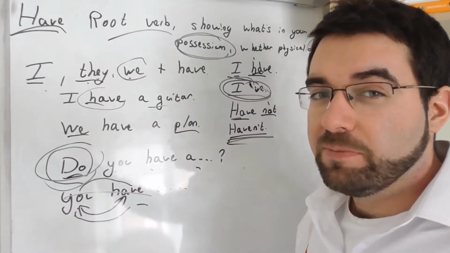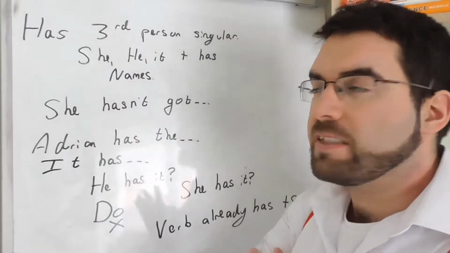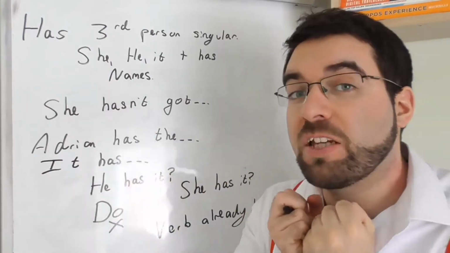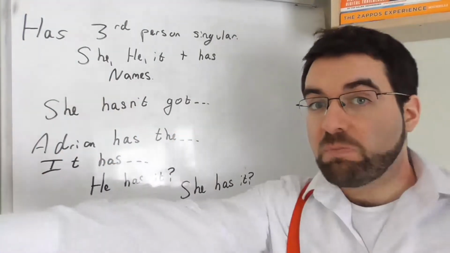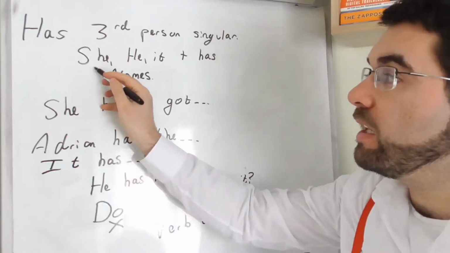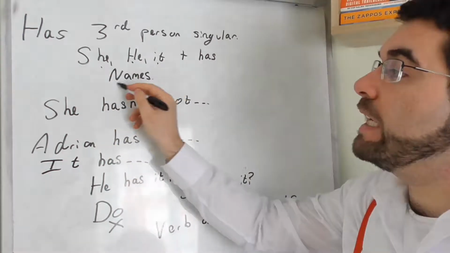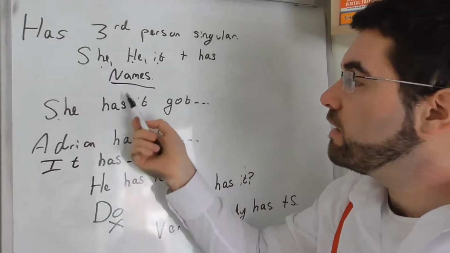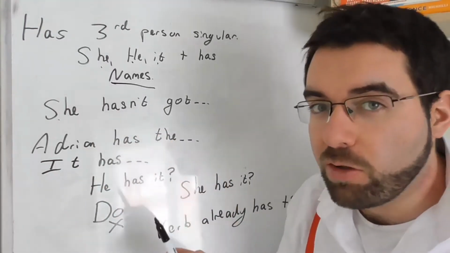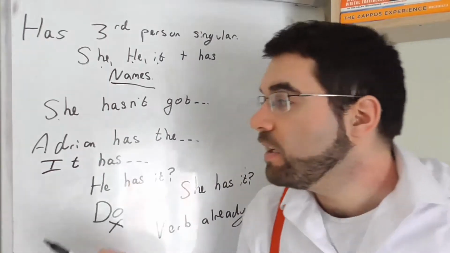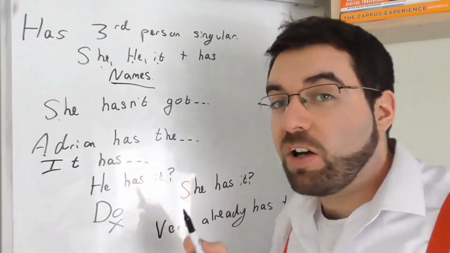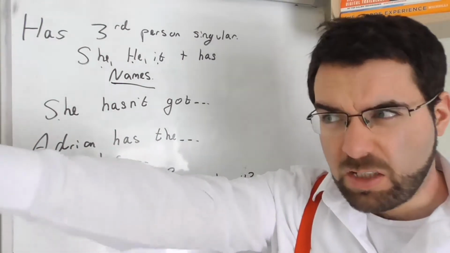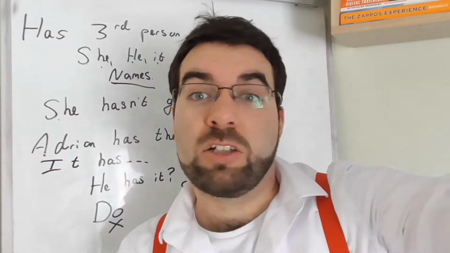So, let's look at has then. Again, it's in someone's possession, but it's from the third person perspective. So he, she, it, and even names use has. So she hasn't got the chair. Adrian has the guitar. Jessica has got the car.